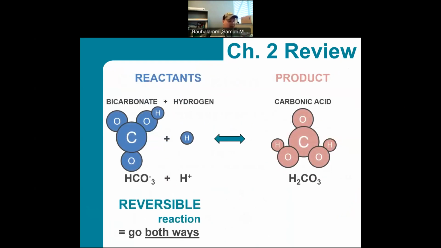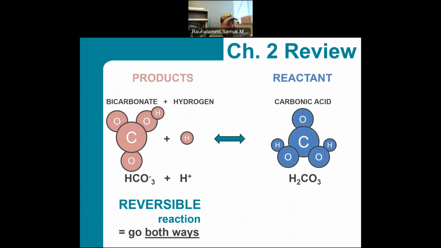So for example, here the reactants being bicarbonate and hydrogen can give rise to carbonic acid. Similarly, carbonic acid can be converted into bicarbonate and hydrogen. So which one is the product and which one is the reactant can take turns. These kinds of reactions are known as reversible reactions. They can go both ways.